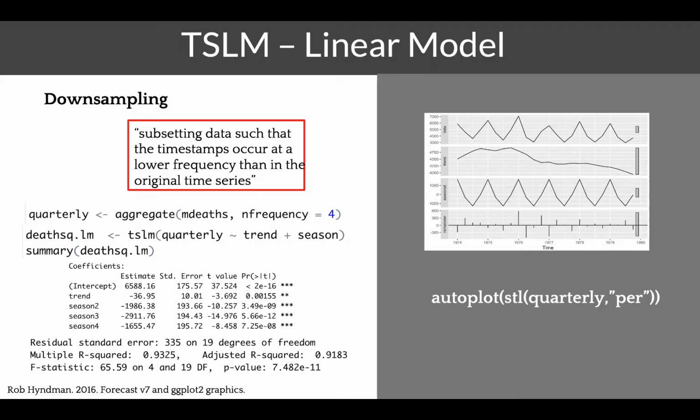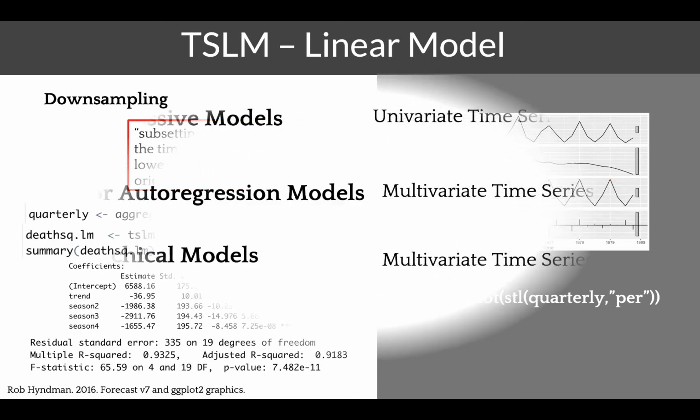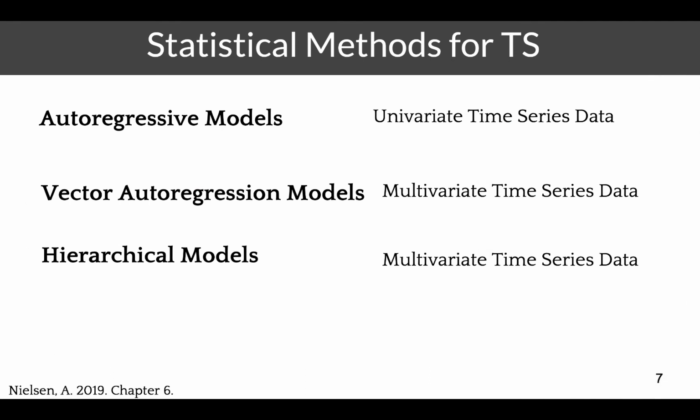Let's decompose our aggregated quarterly data to view trend and seasonality. It's on your right. We can still observe our negative trend, and we definitely see a clear picture of strong seasonality effect. Alright, now let's consider a statistical method developed specifically for time series data.